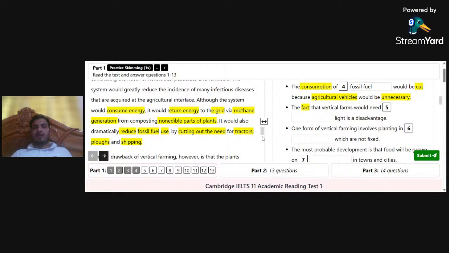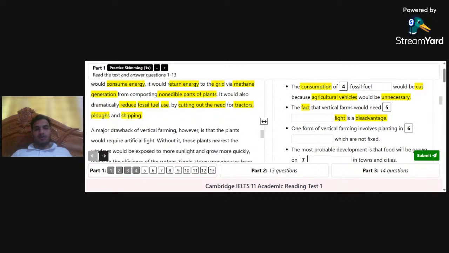Okay, the fact that vertical farms would need dash light is a disadvantage. So we were looking for something that is a disadvantage, there is light. Okay, the first one you can see is drawback. Here's the word drawback. It is a perfect synonym for disadvantage.